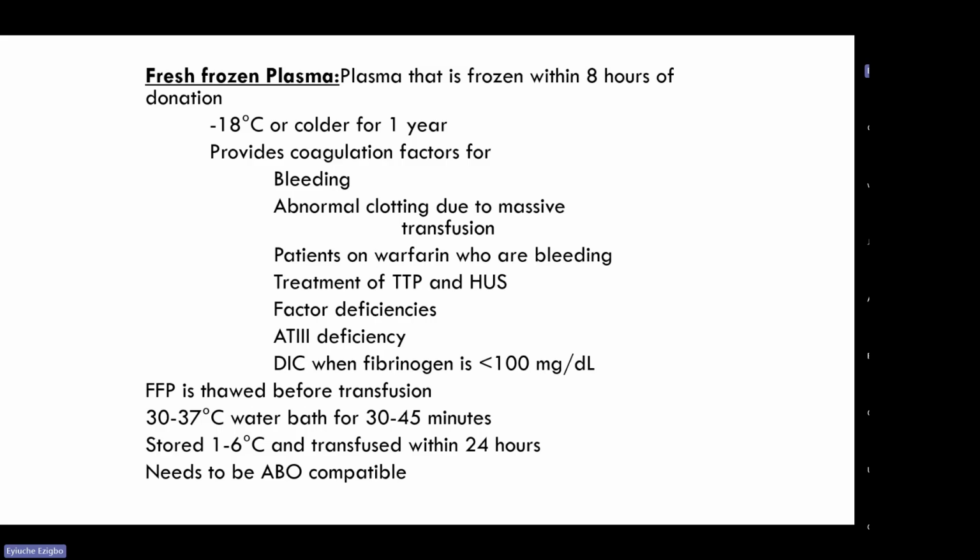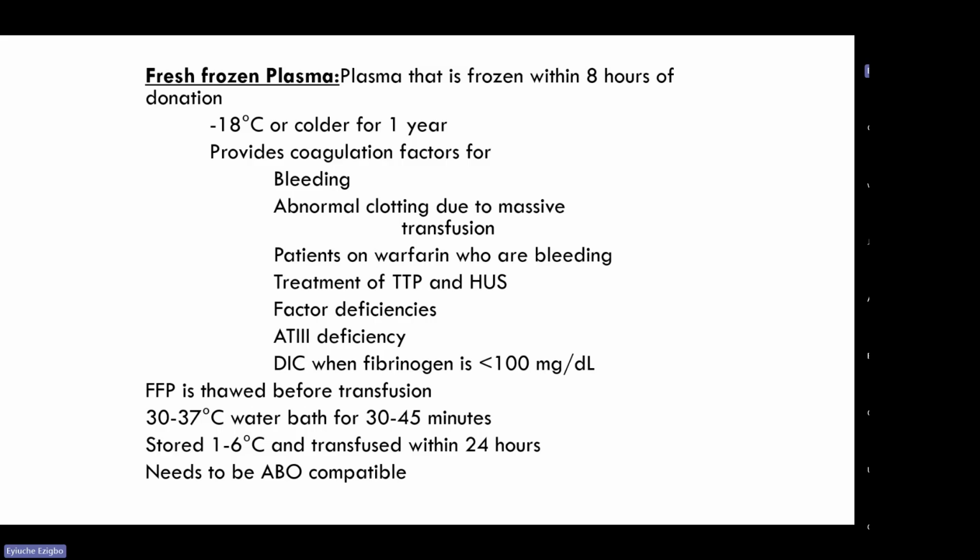So another product we have is the fresh frozen plasma. The plasma that is frozen within 8 hours of donation. That is, from the time of donation you need 8 hours to prepare this component from the whole blood and also to freeze it. You don't leave the blood donated today and come tomorrow to prepare the fresh frozen plasma. No, within 8 hours of collecting the blood, you prepare the fresh frozen plasma and keep it at minus 80 degrees centigrade or colder. It can stay there for 1 year.